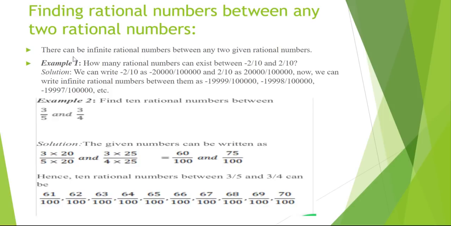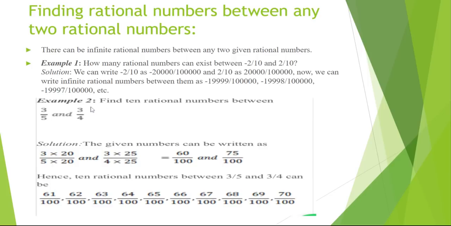How many rational numbers can exist between minus 2 by 10 and 2 by 10? With surety, you can say that there are infinitely many rational numbers between them. Why? Because you can write minus 2 by 10 as minus 20 by 100. Can you write it as minus 200 upon 1000? Yes. So you can write it in infinite ways. So if you can write them in infinite ways, there can be infinitely many rational numbers between them.